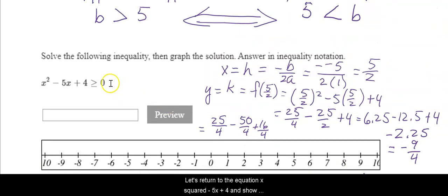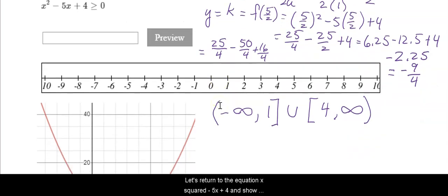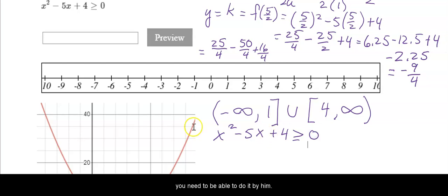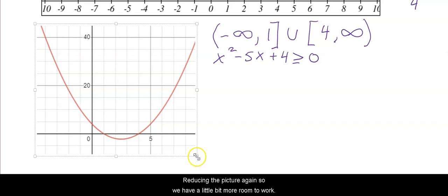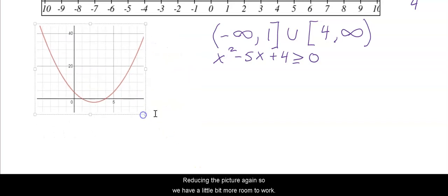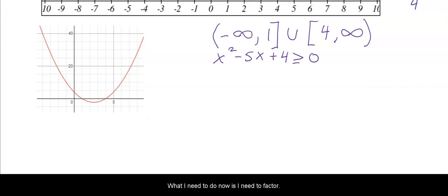Let's return to the equation x squared minus 5x plus 4 and show how to do it algebraically. Since you will not have a graphing utility on the exam, you need to be able to do it by hand. Reducing the picture again so we have a little bit more room to work, what I need to do now is factor this quadratic if I can.